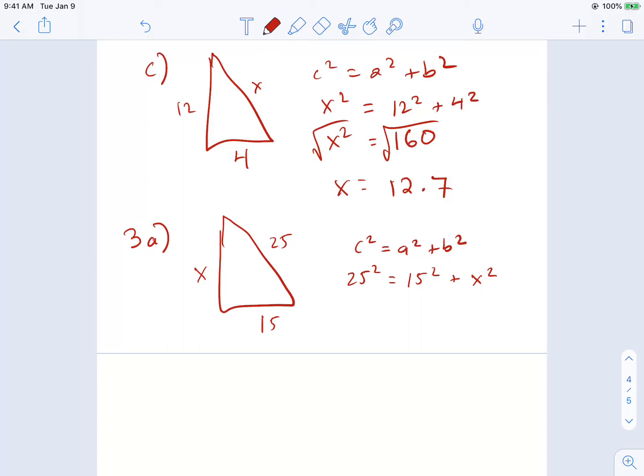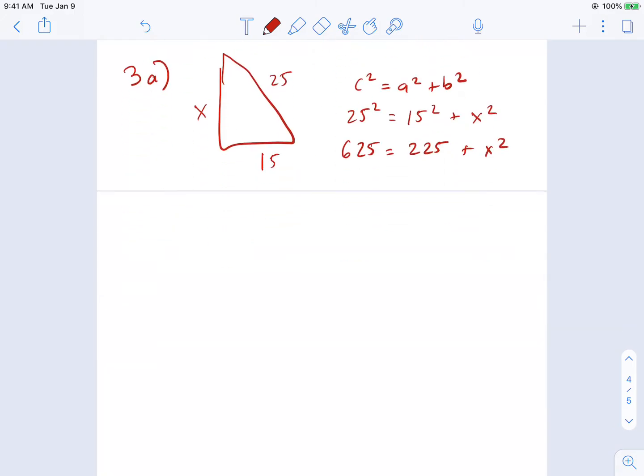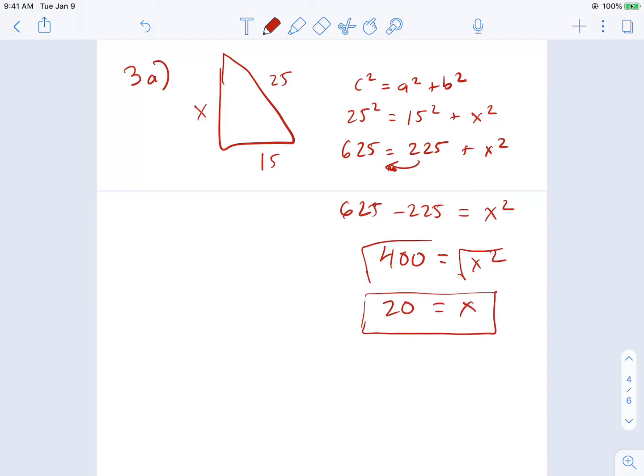So I would recommend just throwing these right in your calculator as soon as you get them. So 25 squared is going to be 625. 15 squared is going to be 225 plus x squared, which we do not yet know. So we will swing everything over and we get 625 minus 225 equals x squared. So that's going to give us 400 equals x squared from there. Square root this side, square root that side, and you'll get 20 equals x.